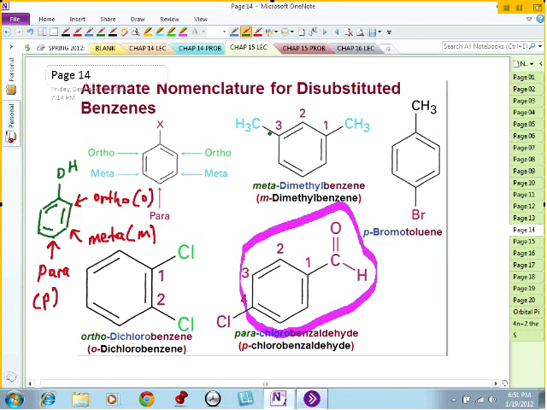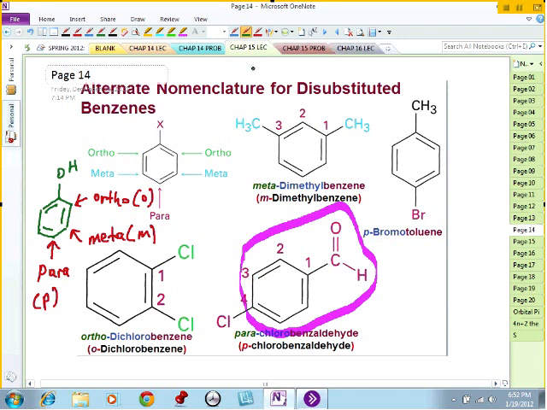Yes, David. Say that again. No, I can't hear you. Where's the number? Oh, what other number to use for the ortho? Oh, it's 1 and 2. Oh, yeah, okay. Thanks. The ortho is a 1-2 relationship to each other, and the para will be a 1-4 relationship to each other. Okay, you follow that? Okay, very good.